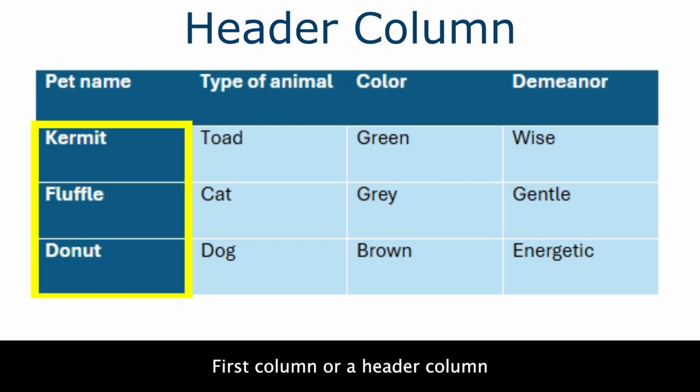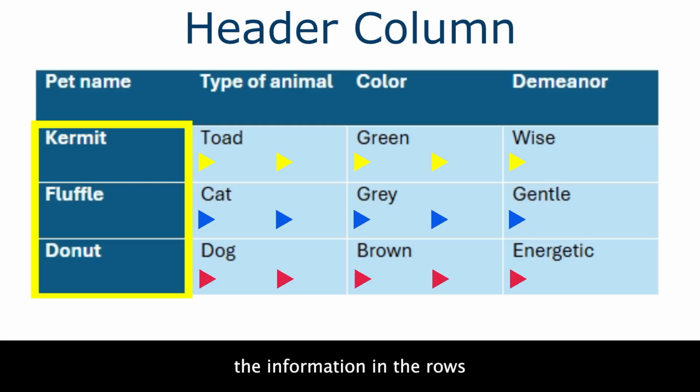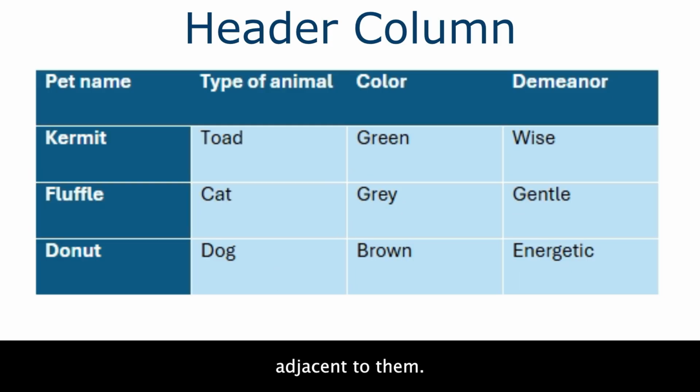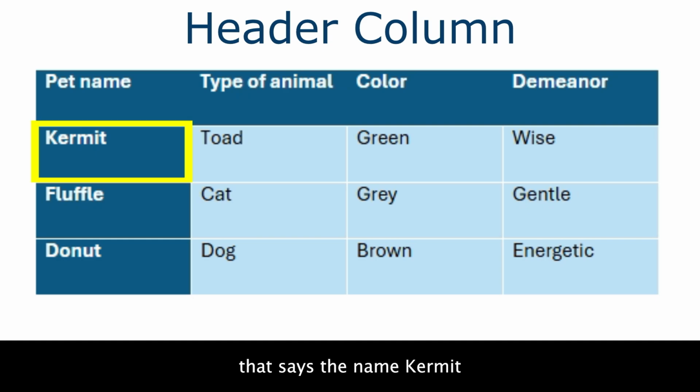First column, or a header column, does the same thing but for the rows. For example, the first column in this table lists the different pet names. But because it's also a first column or a header column, each of these cells organizes the information in the rows adjacent to them. For example, the header column cell that says the name Kermit lets us know that all of the information in that row applies to the pet Kermit.